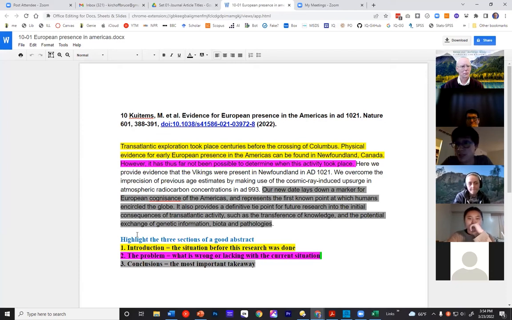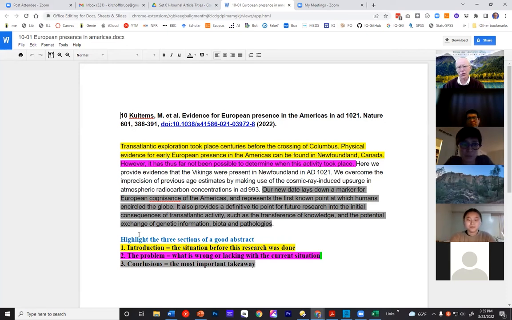So what this new date tells us: it lays down a marker for European cognizance of the Americas and represents the first known point at which humans encircled the globe. It's basically the broad strokes of why this date is important. So both of those sentences did that. And we looked at another two abstracts, and they were not as clear as this one, I think.